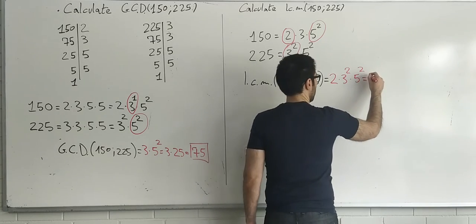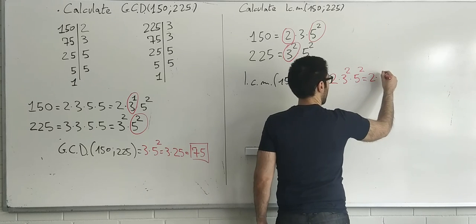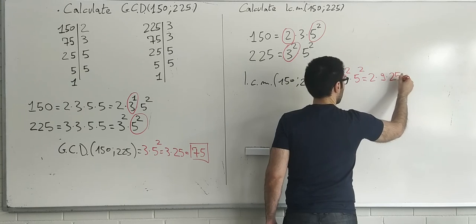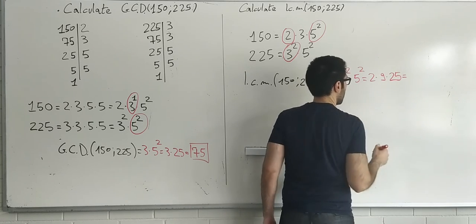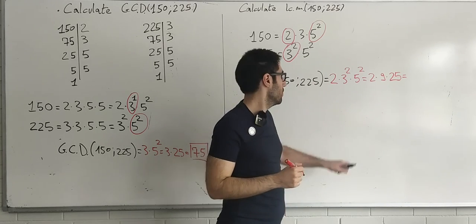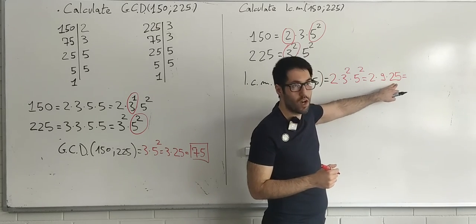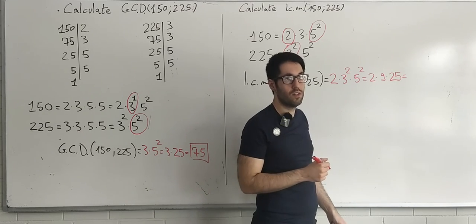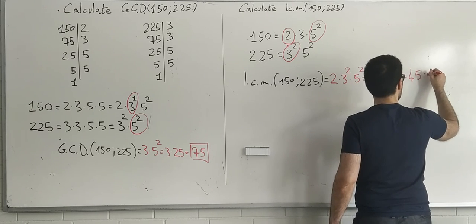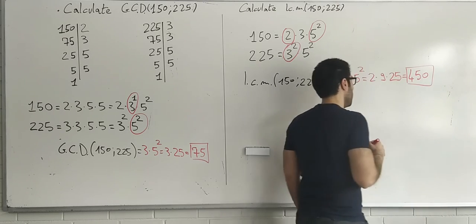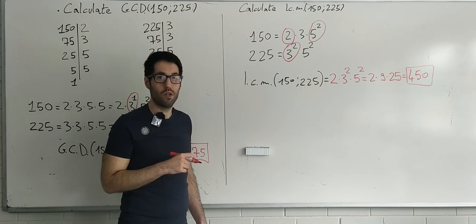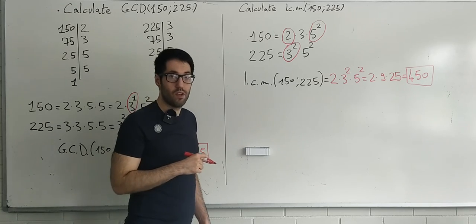And we can write this as 2 times 3 to the power of 2, which is 9, times 5 to the power of 2, which is 25. And this is equal to 450. 2 times 25 is 50, times 9 is 450. You can use a calculator if you don't trust me. But this is the lowest common multiple that these two numbers have in common. Perfect. The exercise is concluded.